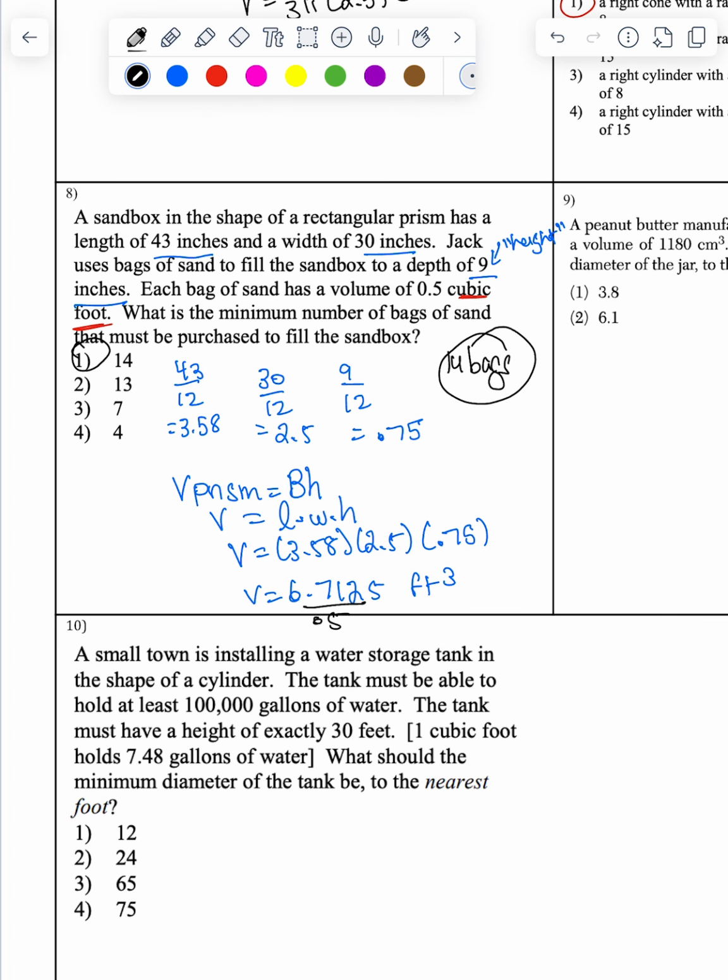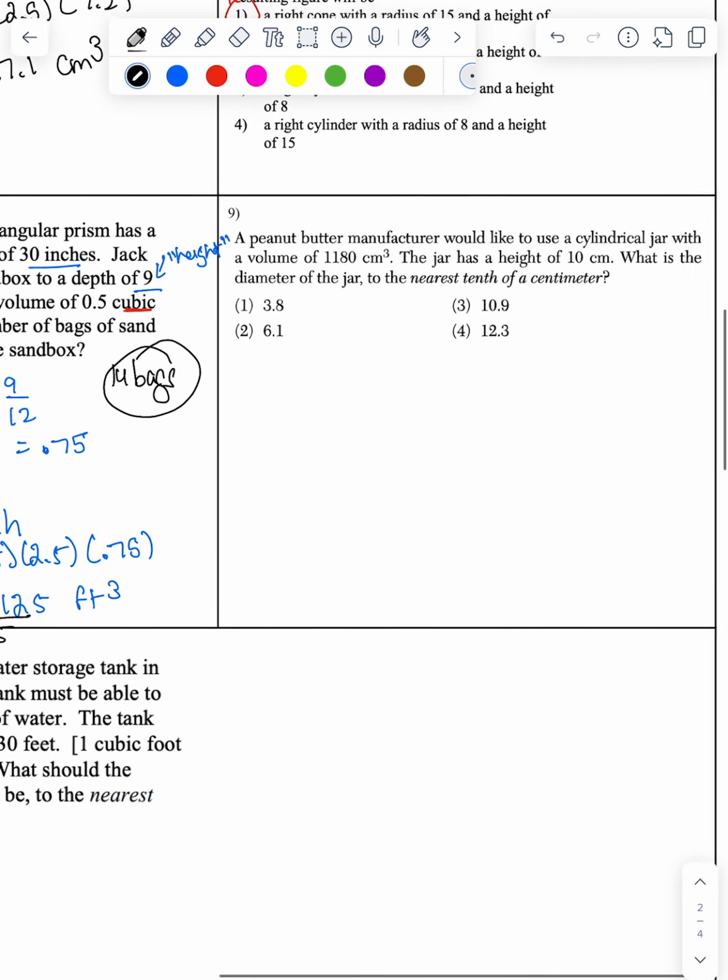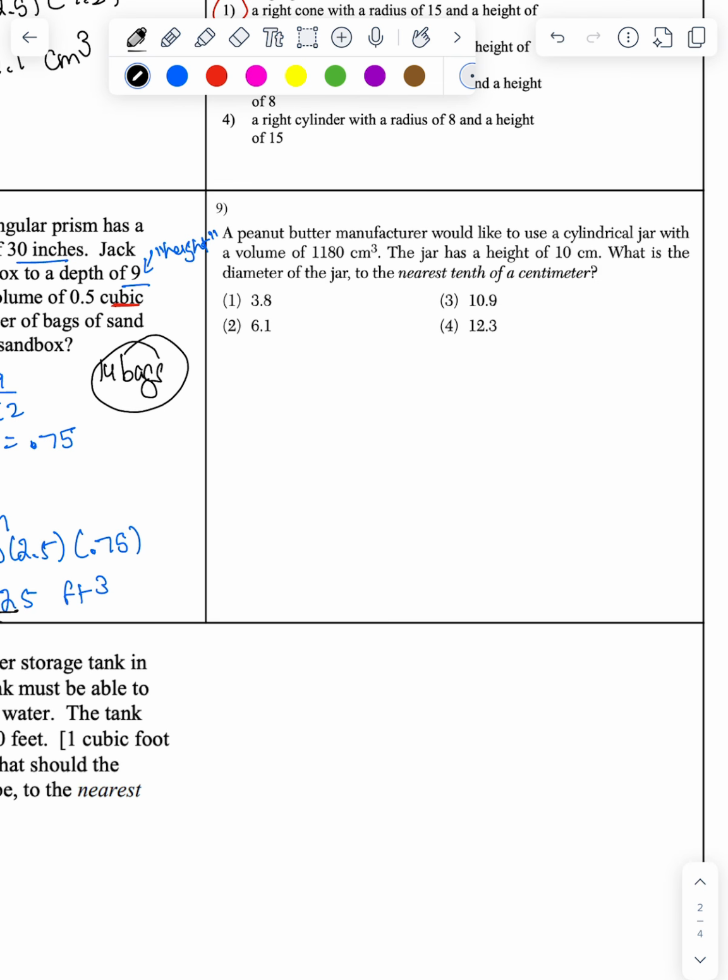For number 9, we have a cylindrical jar with a volume of 1,180 centimeters cubed. The height is also given in centimeters, and what we are finding is the diameter of the jar to the nearest tenth of a centimeter, so no conversions necessary here. So volume of a cylinder is capital B times H. Here, a cylinder has a circular base. Area of a circle is pi r squared, and then times the height, so that is the formula that we're going to be using. So we are actually finding the radius because that's going to help us to find the diameter.